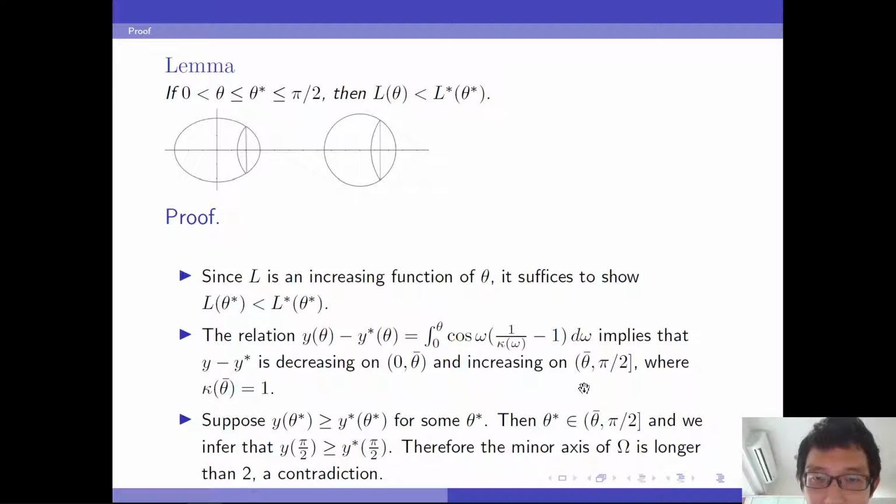And from theta star, the difference between y and y star increases. Therefore, at pi over 2, the height is greater than that of the unit disk, which means that the minor axis of omega is longer than 2. This is a contradiction to the Ionin-Pestov inequality, or a consequence of it. Therefore, we know that y of theta star must be less than y star of theta star.